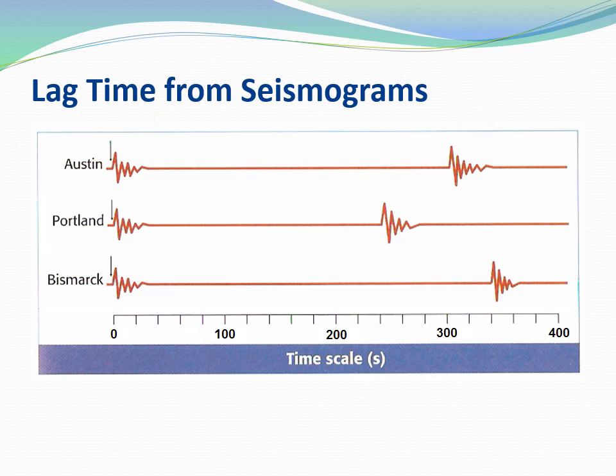So as the P wave moves through the Earth and gets to each one of these cities, the S wave is coming behind it. Now, the further away the city is from the epicenter, the more time, which we call lag time, between the P wave and the S wave. So based solely on this, you can see that Portland is going to be closest to the epicenter because the P wave and the S wave are closer together than the other two cities. Bismarck's going to be the furthest away because the lag time is much greater for those.